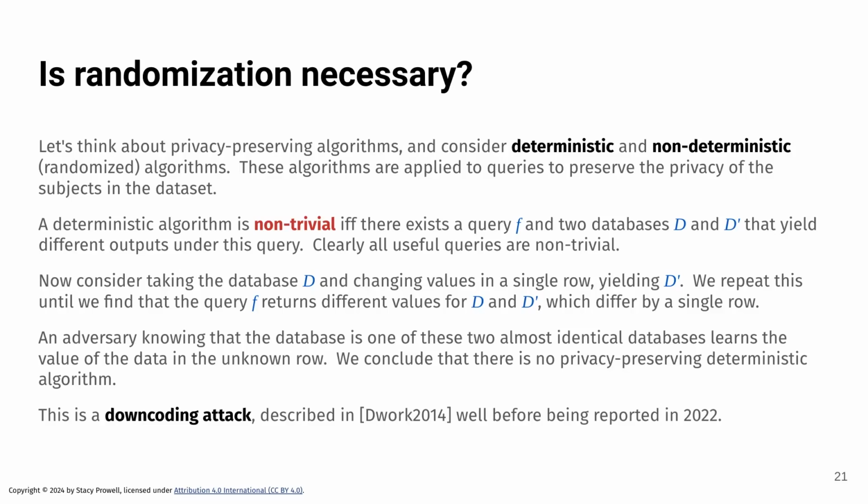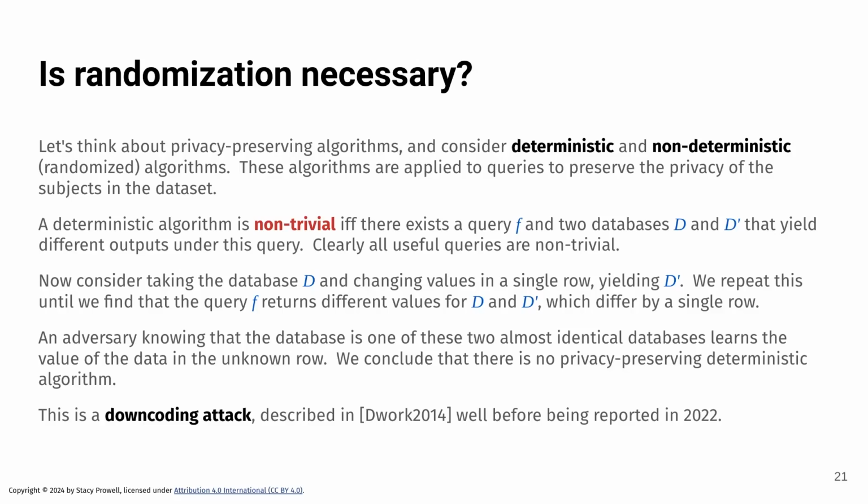Now, let's start with a particular database, D, and let's change a single row. That gives us a new database. They differ by a single row, but it gives us a new one. We'll call that D prime. And we'll check our query on those two, and it might give us the same result. If it does, okay, that's fine.